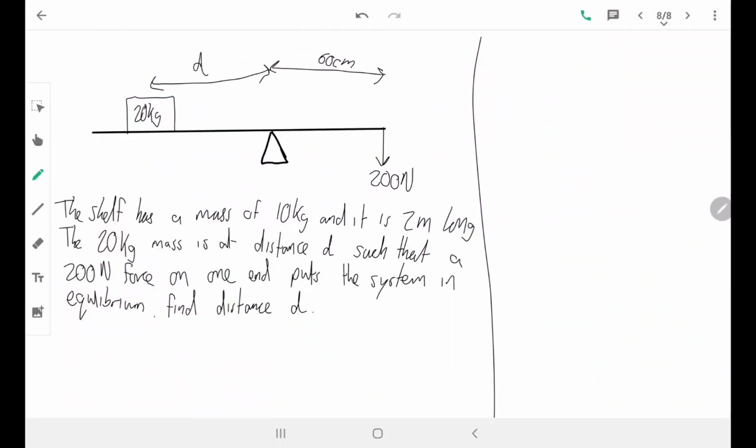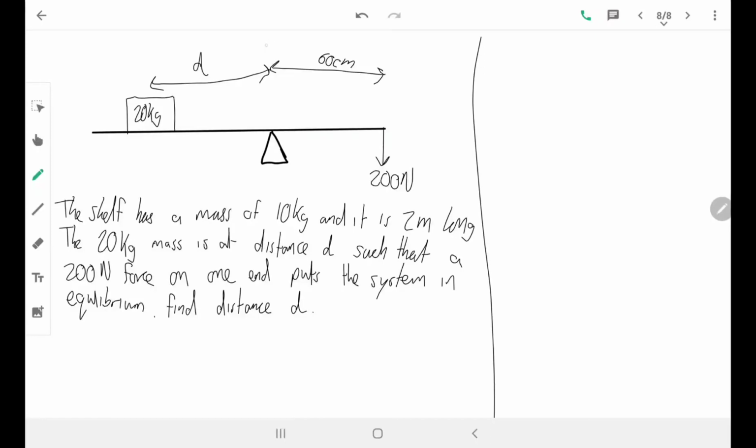So here we have a shelf. Now the shelf has a mass of 10 kilograms and it's 2 meters long. The 20 kilogram mass is at distance d, such that a 200 Newton force at one end puts the system in equilibrium. Find the distance d. So we're also assuming this shelf has got a uniformly distributed mass. And we need to actually do a few little things first.